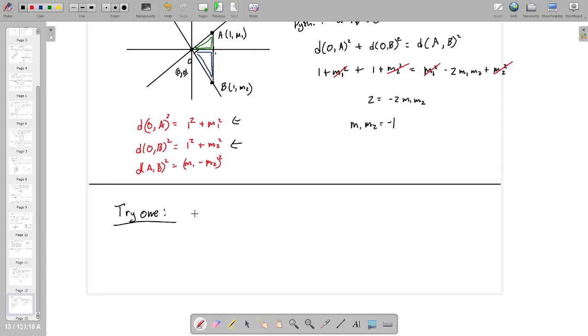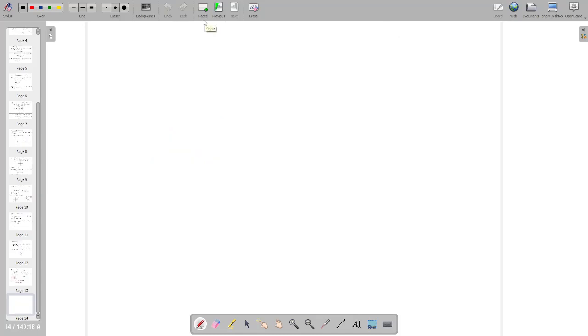Try one. Find the perpendicular line to 12x minus 7y equals 10,000. Now I want to do an example that isn't related to parallel or perpendicular lines. It's related to slopes in general.